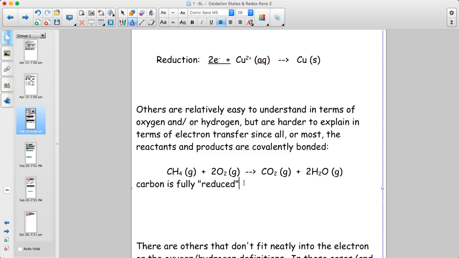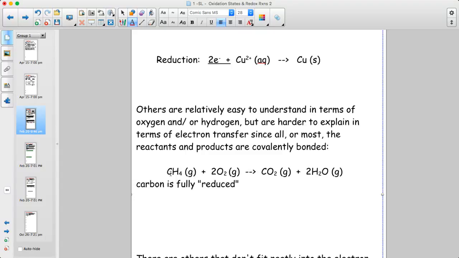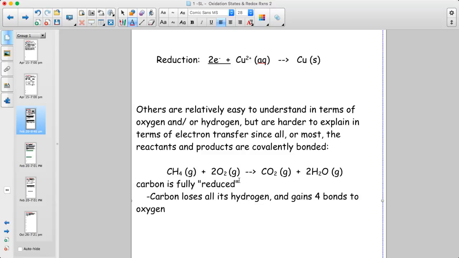Okay? And if you watch what happens in the reaction, the carbon goes from having lots of hydrogen on it to having no hydrogen on it in the product side. So carbon loses all its hydrogen and gains 4 bonds to oxygen. If you drew out the Lewis structure, there would be 4 carbon to oxygen bonds. So both of those things, gaining oxygen and losing hydrogen, equal oxidation. So we would say carbon has been oxidized. Okay.